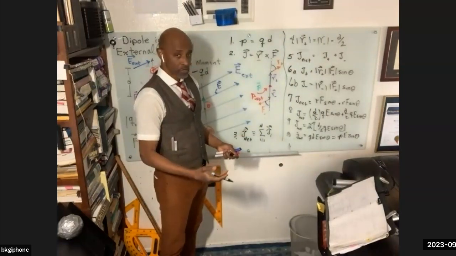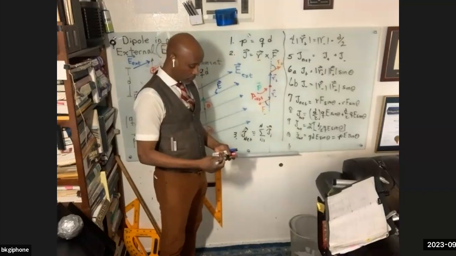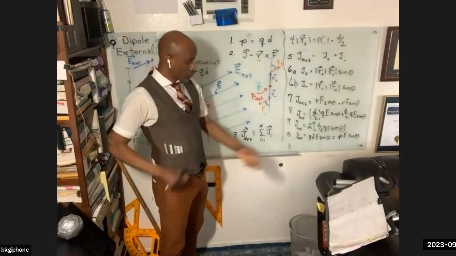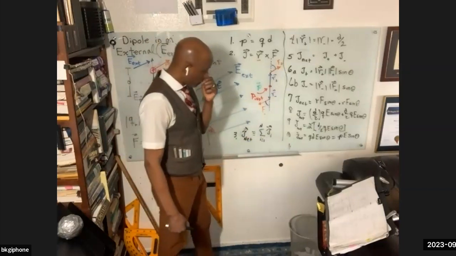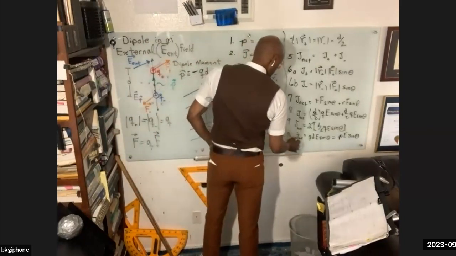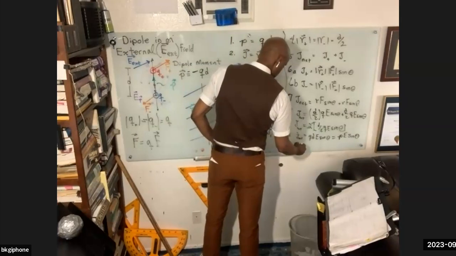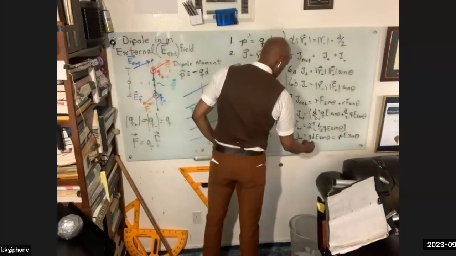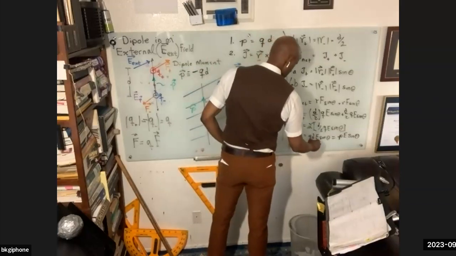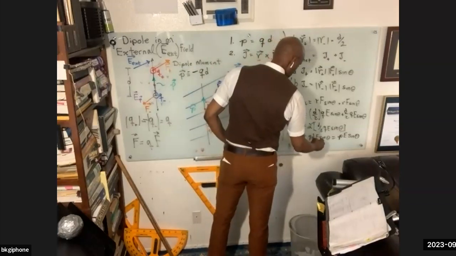When you have the magnitude of two vectors times the sine of the angle between them, you can write that result as a cross product itself. So we can write the net torque, and this is what I promised you would be the final result, the torque in terms of the dipole moment. The net torque is equal to P cross E.